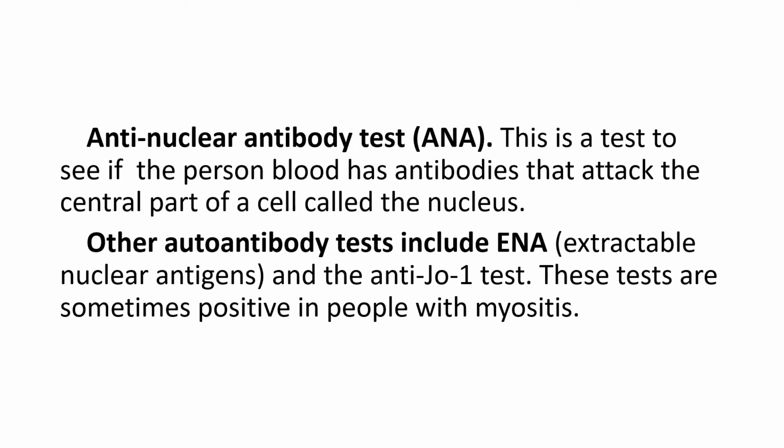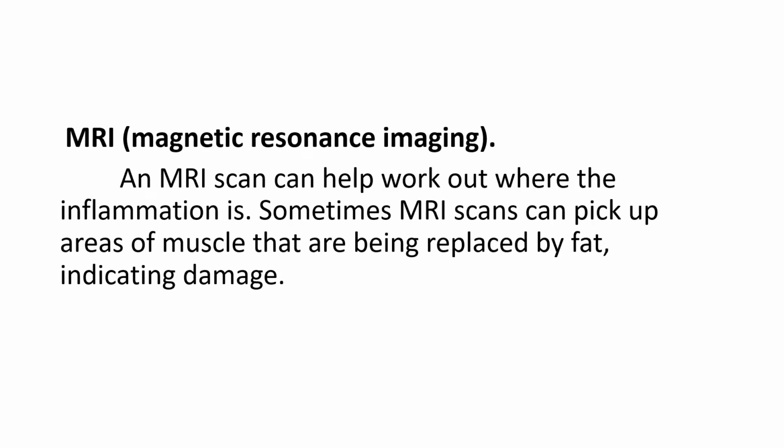The antinuclear antibody test checks whether the person has antibodies that attack the central part of the cell, the nucleus. Other autoantibody tests include ENA, that is extractable nuclear antigens, and the anti-Jo1 test. This test will be positive if the patient has myositis. An MRI helps work out where the muscles have inflammation and where exactly the damage is present.